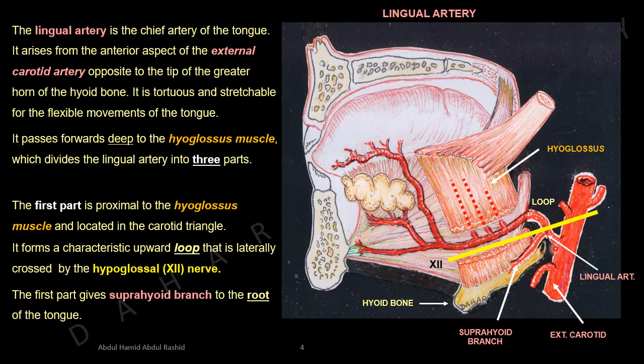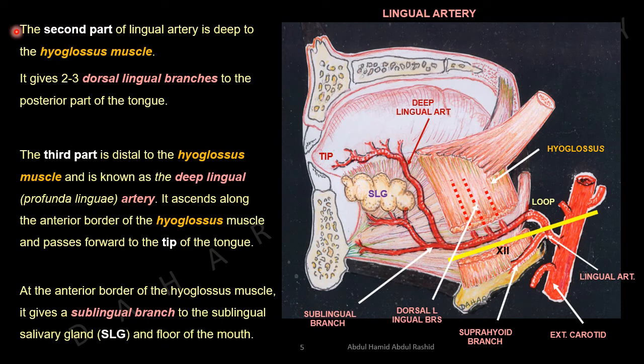It forms a characteristic upward loop that is laterally crossed by the hypoglossal nerve, that is, the 12th cranial nerve. The first part of the lingual artery gives a branch called the suprahyoid branch, which is above the hyoid bone and supplies the root of the tongue.